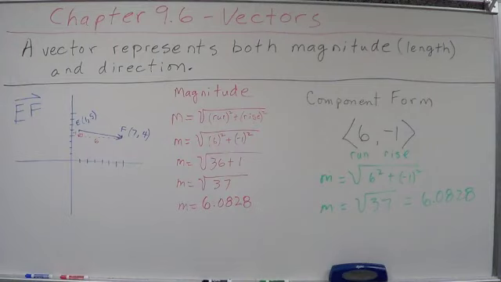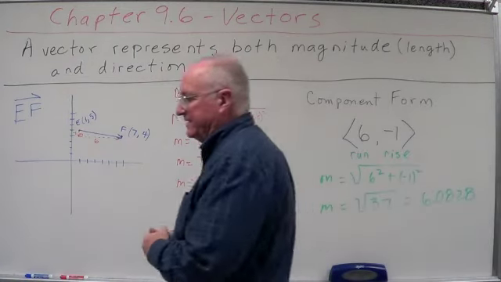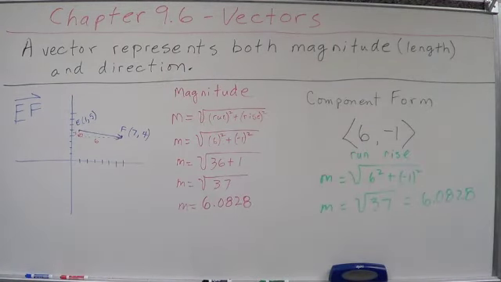The magnitude. We just use the distance formula, figure out what the length of the hypotenuse is, and that's our magnitude. Now let's look at how we might determine what the direction is.